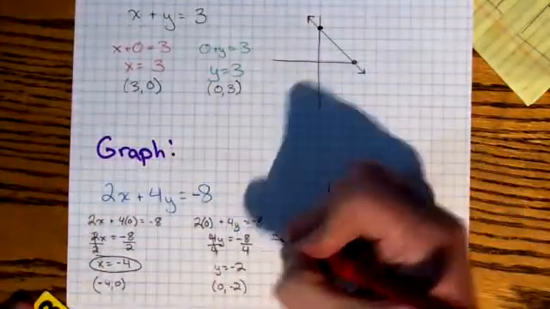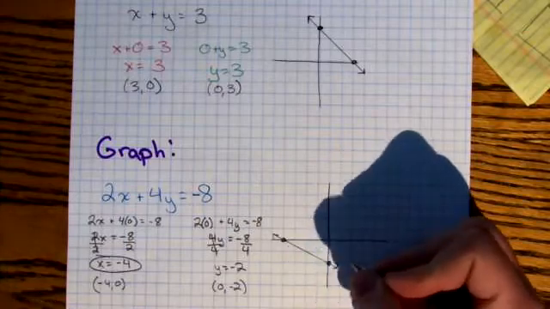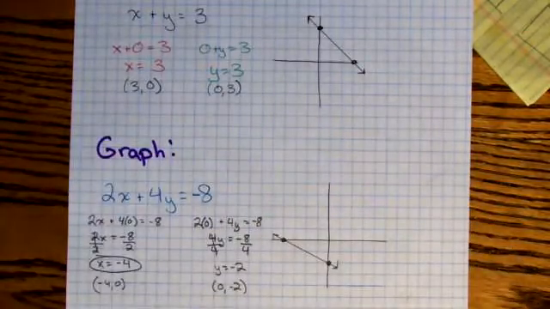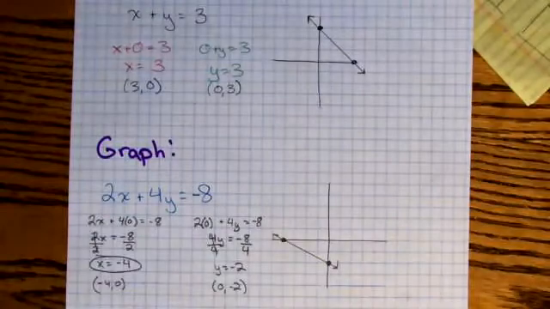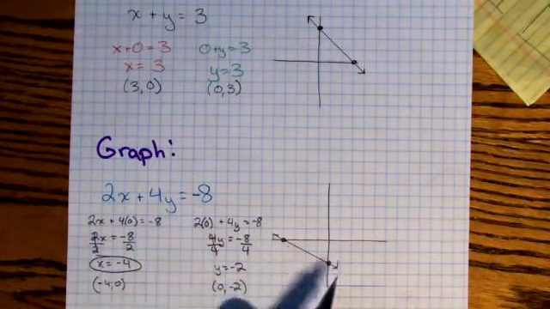Boom, we got our line. It extends beyond the points. I add my arrows because it shows these lines continue on in those directions. And there we go. So the equation 2x plus 4y equals -8 has this line.